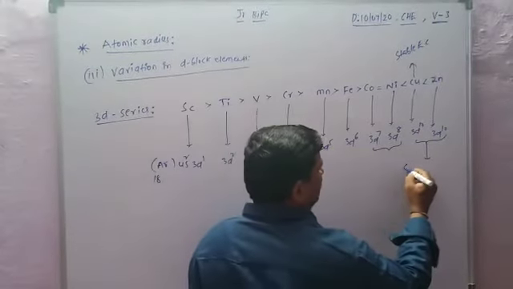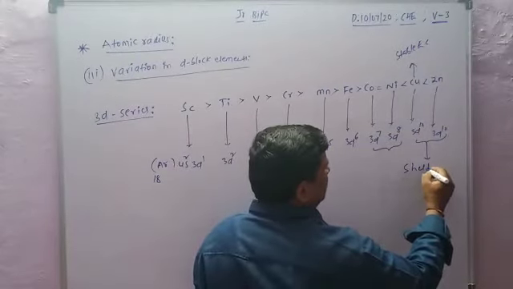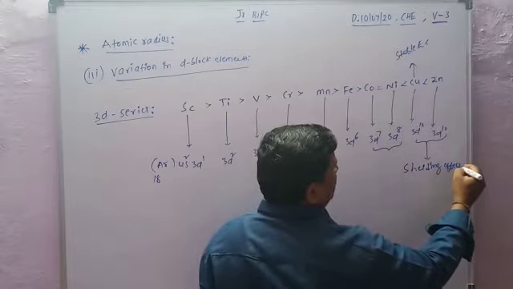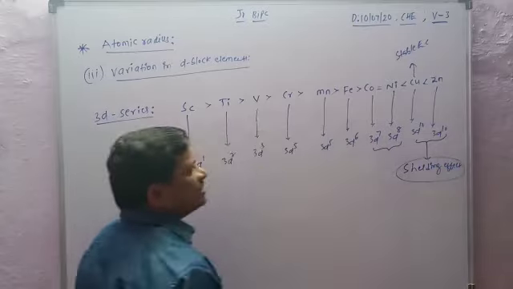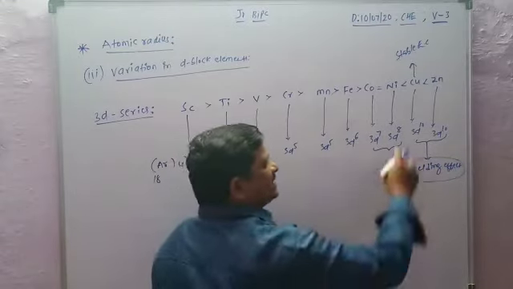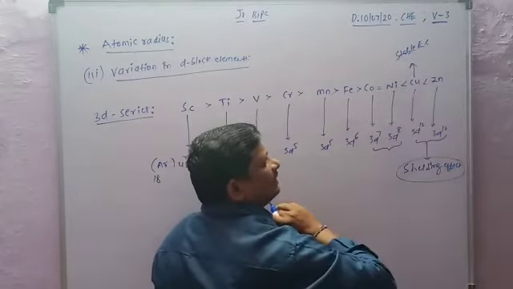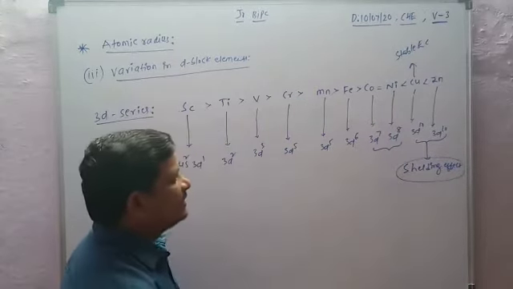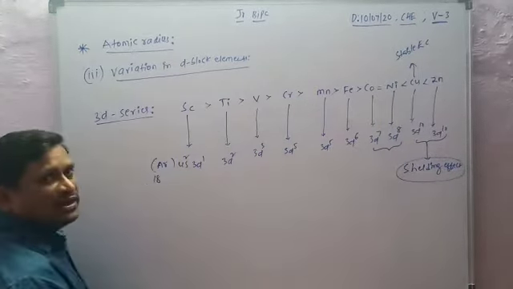It is a phenomenon of shielding effect. Due to the shielding effect, the atomic size of zinc is greater than copper, and copper is greater than nickel. So now, what is shielding effect?